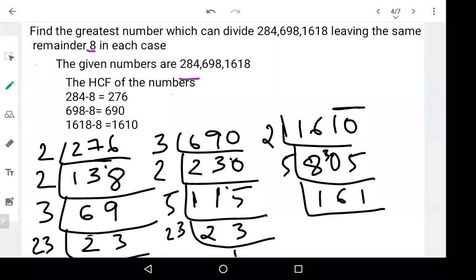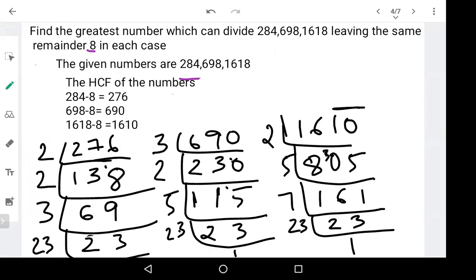5? No, it doesn't go. 161 will not go in 5. It will go in 7. Okay, 7 into 23. So 7. What is wrong? Just a second. Something is wrong here. Okay. 7, 23. And then we have 23 ones are.